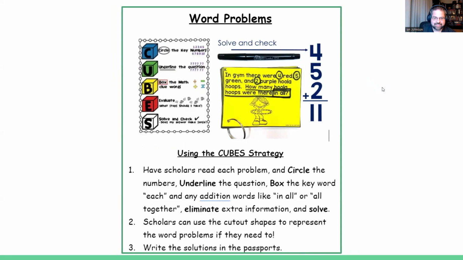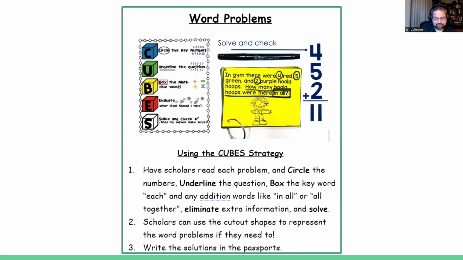All right, and finally, the last station is word problems. There are going to be some simple word problems. They're all multiplication, but we're looking for specific keywords. In 3rd grade, we use the CUBES strategy. That stands for: circle the key numbers, underline the question, box the math clue words or keywords, evaluate, which means you can figure out what you need to do, or eliminate the extra information. That's what the E can stand for as well.